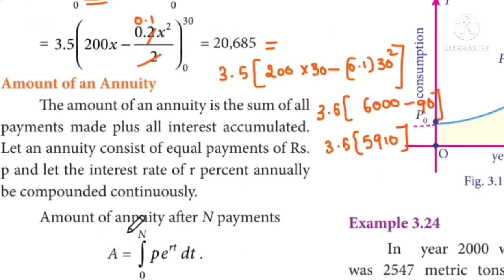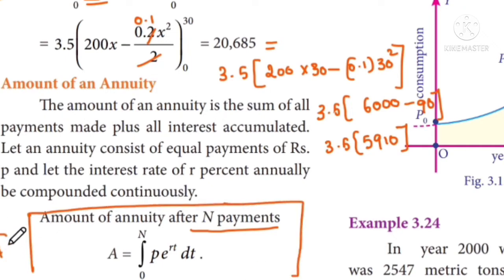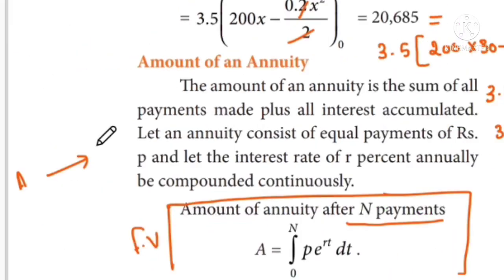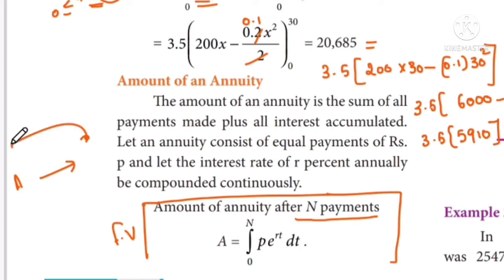The amount of annuity after n payments. So the formula is the integral of P; the amount of annuity formula, that is the future value. The future value formula is the integral from 0 to n of P e power RT. If you deposit some amount and want the amount after 10 years or after 20 years, this is the formula. But if the amount is given and they ask you the present value, that is you're going back.